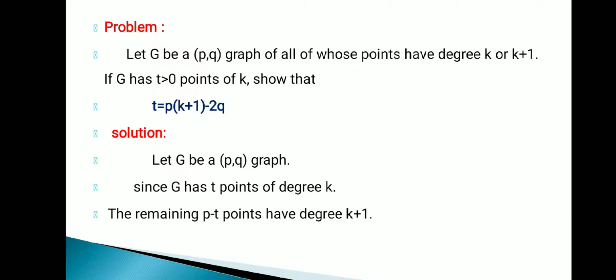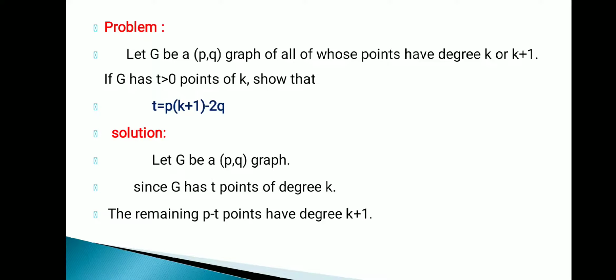Then next we will go to see the problem. Let G be a (p, q) graph, that is p points and q lines, whose points have degree k or degree k plus 1. If G has t greater than 0, here t is the number of points of degree k. Show that t equals p(k plus 1) minus 2q. We go to the solution.